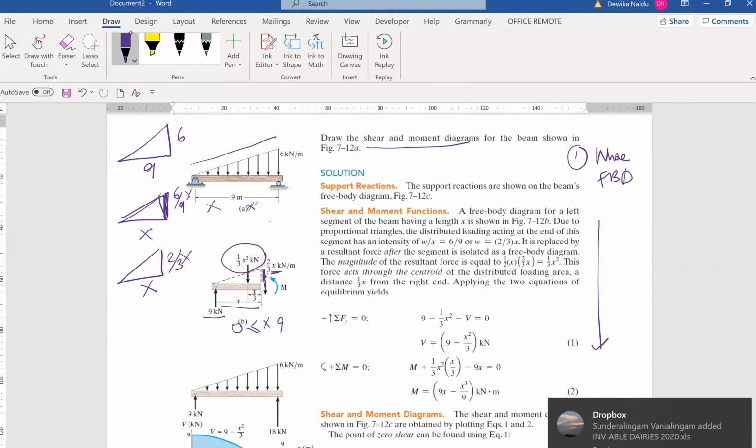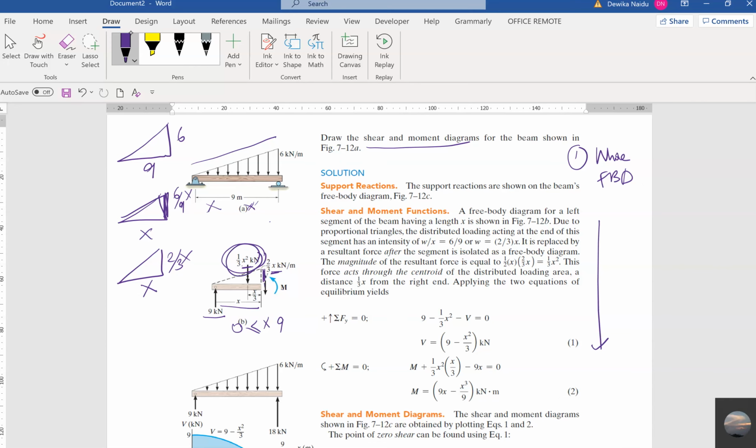So half times base times height. You get 1/3 x squared. How did you get that? You have half times base times height, 2/3 x. So what do you have here? 2, 3, and then you have 1/3 x squared. Got it? So that's how you get this value. If the distance, you put your force here, this will be 1/3, right? That's understood from the very beginning itself.